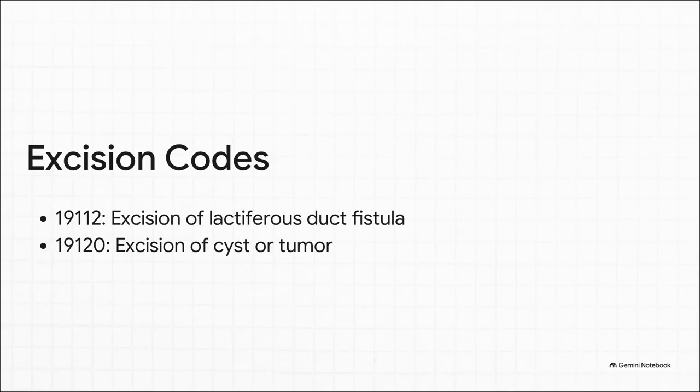When it comes to excisions, precision is absolutely everything. You've got CPT 19112, which covers the full removal of a lactiferous duct fistula. A fistula is just an abnormal tract between the skin and the duct, right? Well, this code is comprehensive. It includes excising the duct, the fistula itself, and the skin opening. On the flip side, CPT 19120 is your classic go-to code for the excision of a cyst, a fibroadenoma, or a tumor, as long as it's done without a preoperative radiological marker.